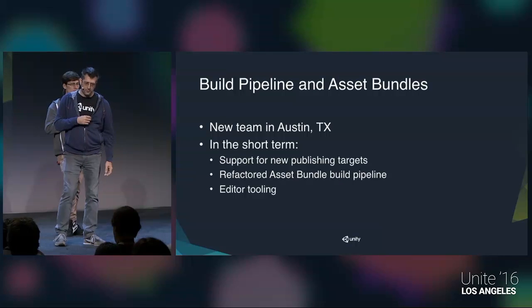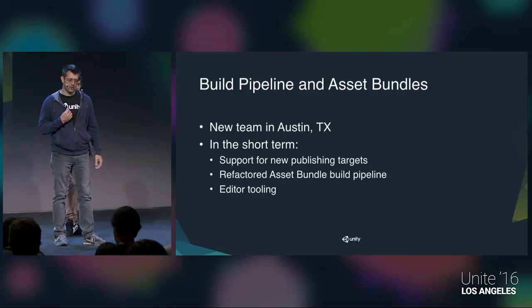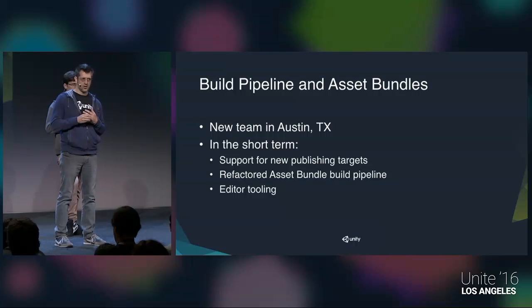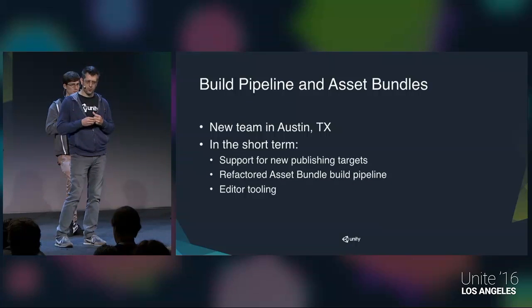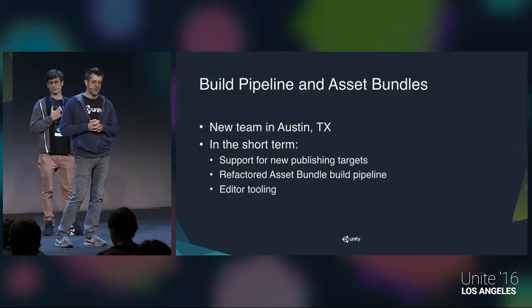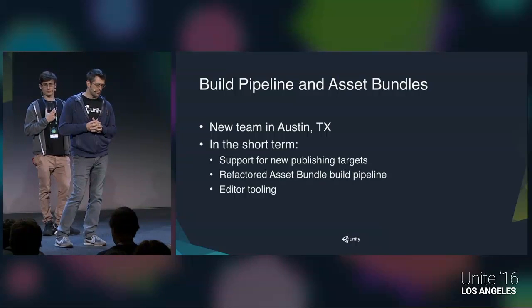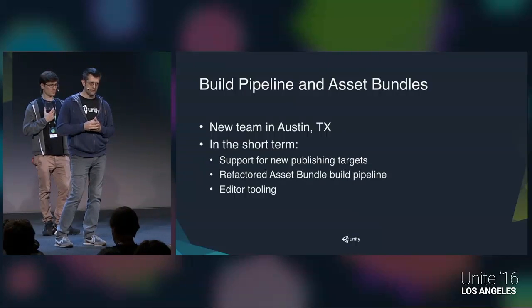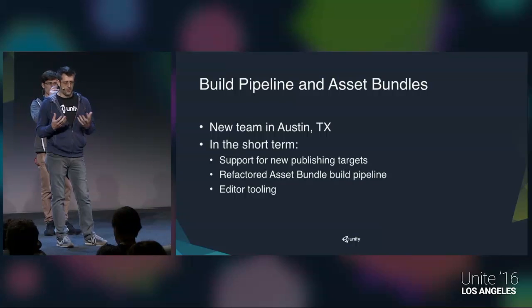But first, for the build pipeline, you heard in the keynote some of these new publishing targets like Xiaomi and Vuforia, so we're working on supporting those. But for asset bundles, our first task is to really take a look at the build pipeline. A lot of the bugs and problems and limitations are rooted in the build pipeline itself and how it works.